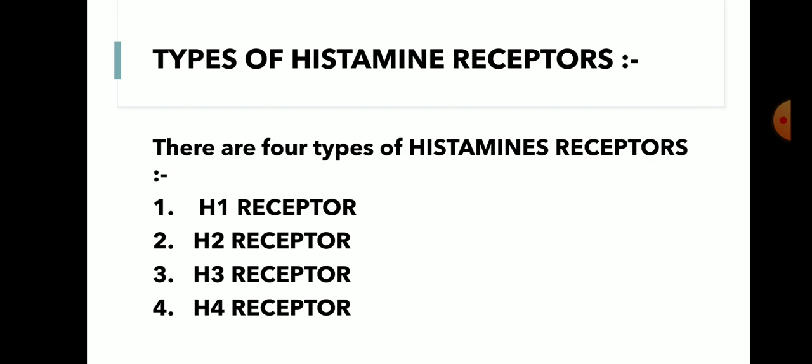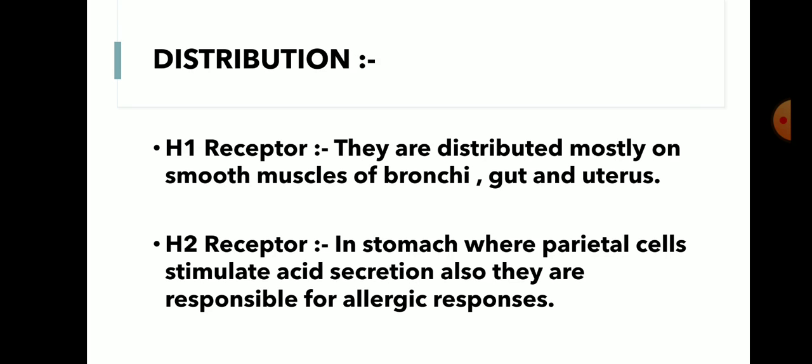Now the types of histamine receptors. There are four types of histamine receptor. The first one is H1 receptor, the second one is H2 receptor, the third one is H3 receptor, and the fourth one is H4 receptor. So, discussing their distribution in human body, the first one is H1 receptor. They are distributed mostly on smooth muscles of bronchi, gut and uterus.